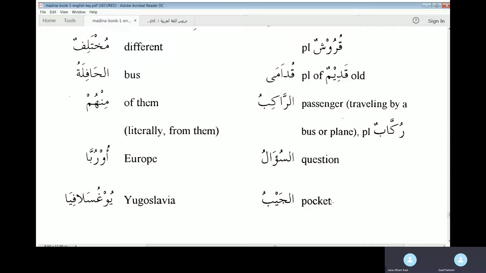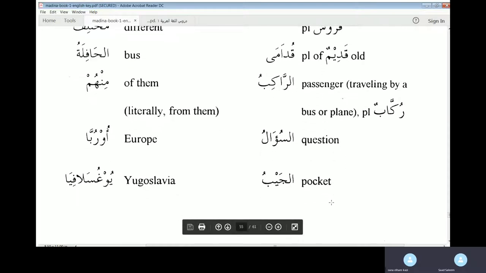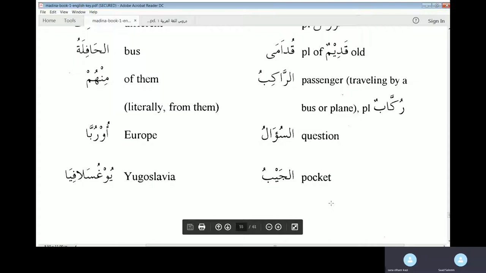Minhum, of them, literally from them. Ar-rakibu, the passenger traveling by a bus or a plane. The plural is rukkabun. Uruba is Europe. As-su'alu, question. Yugoslavia. Al-jaybu, pocket.